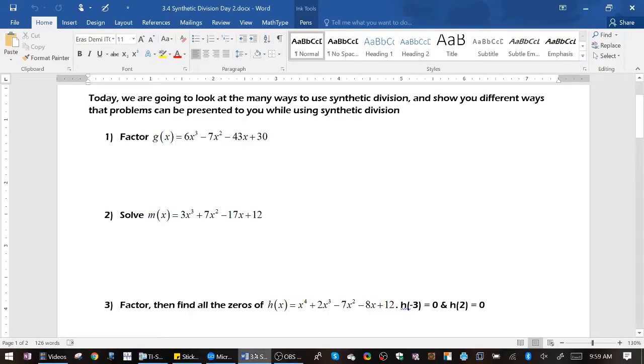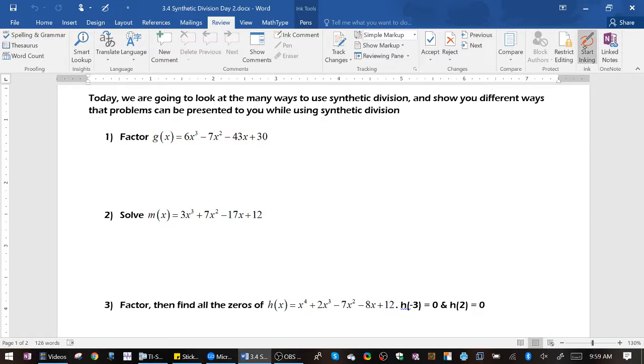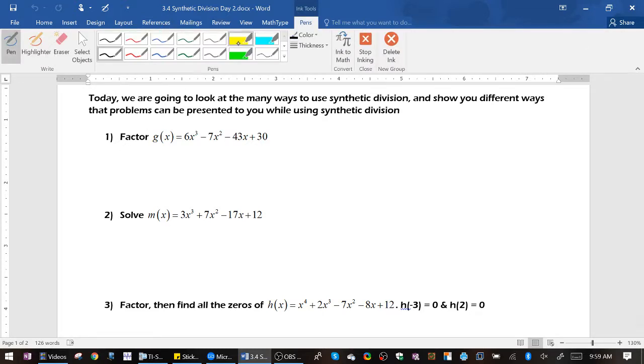All right, so today we're going to look at the different ways that you need to be able to use synthetic division and how you can tell that you need to use it based on the directions. So if we look at number one, it just tells us to factor. So of course we try grouping, because grouping is going to be the easiest.